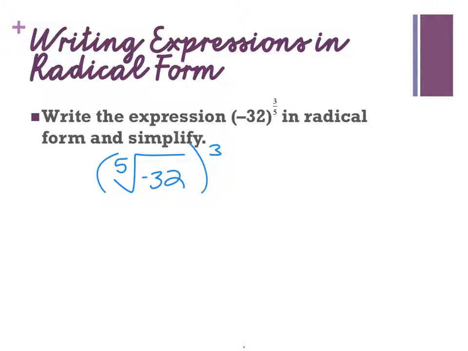So can I do the 5th root if it's negative underneath? Yes. Yeah, because it's an odd index, right? So what's the 5th root of negative 32? Negative 2. And then what is negative 2 cubed? 8. Good. So if it says to write it in radical form and simplify, you're going to do just that.